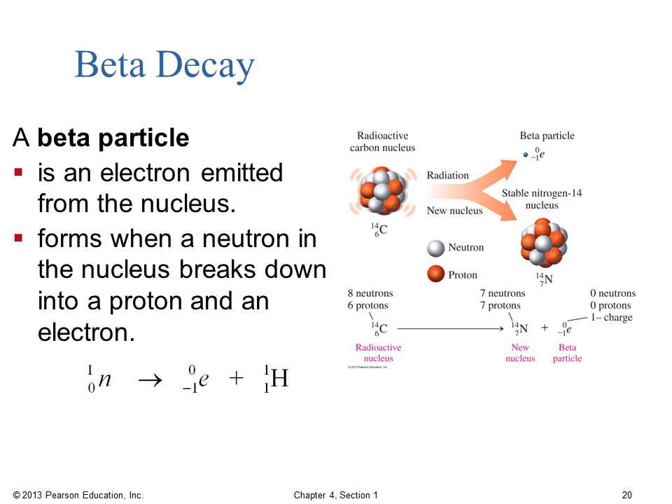And so the sum of the charges is still going to be 0. The neutron is neutral, or 0 charge, and then it's going to break down into an electron that has a -1 charge and a proton that has a +1 charge. So the -1 and the +1 cancel out. Because of this, writing and determining the equation is a little bit more difficult.